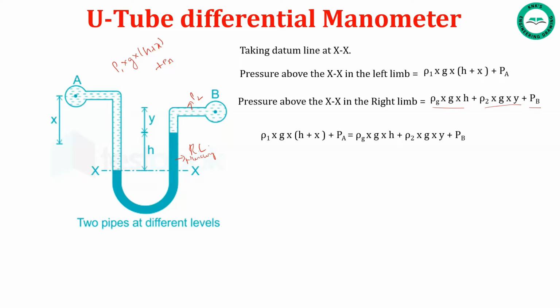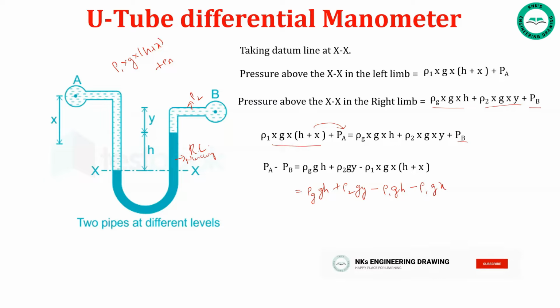And now this can be written as PA minus PB. Take this term to the left side and take this term to the right side. So this can be written as rho G G H plus rho 2 G Y minus rho 1 G (H plus X). Now this can be written as rho G G H plus rho 2 G Y minus rho 1 G H minus rho 1 G X.